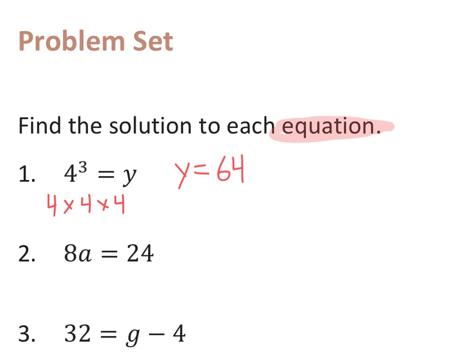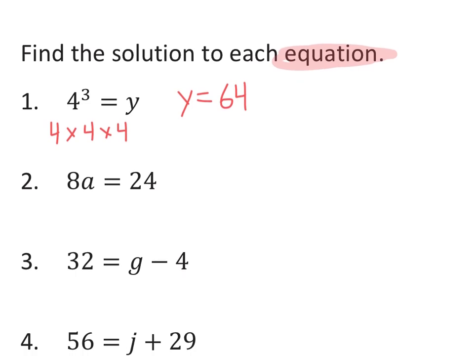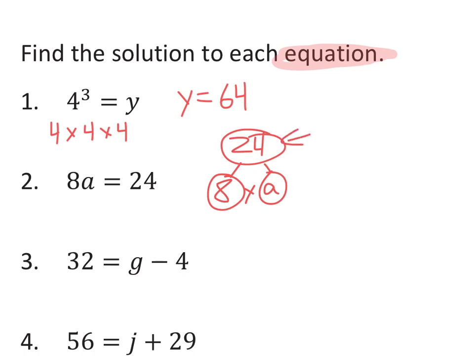Number 2, we have 8a equals 24. If you remember, that means 8 times a, right? So I might have 8 times a over here. And then I'm going to draw it in my model up here. 24 is my whole, and it's going to break up into my 8 times a is my parts. That helps me know because since 24 is my whole, and I'm looking for a part, I can use the opposite of multiplication and do 24 divided by the value I have, which is 8, and that will give me a.